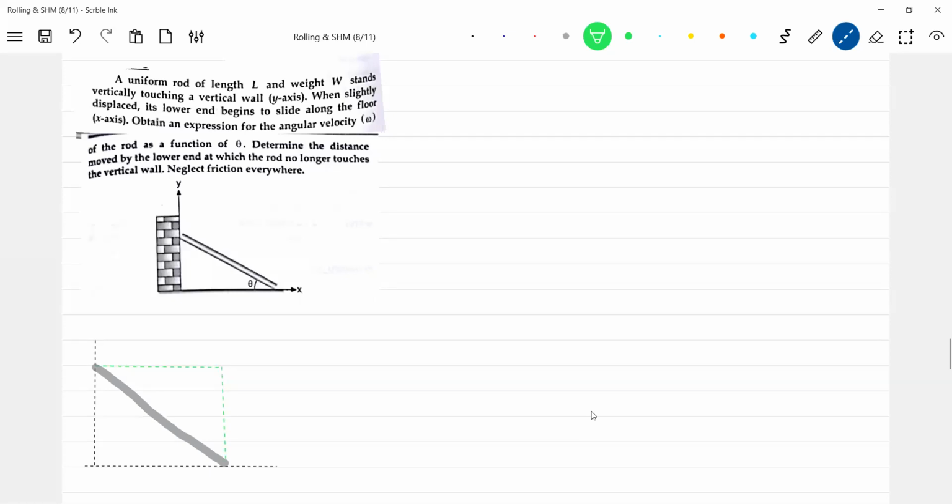Let me bring the idea of instantaneous center everything. Determine the distance moved by the lower end at which the rod no longer touches the vertical wall. Obtain an expression for the angular velocity of the rod as a function of theta. If you recollect, about what point will the rod rotate? This is the IAOR, this is the center of mass. There's the NA and NB, and let this be R.